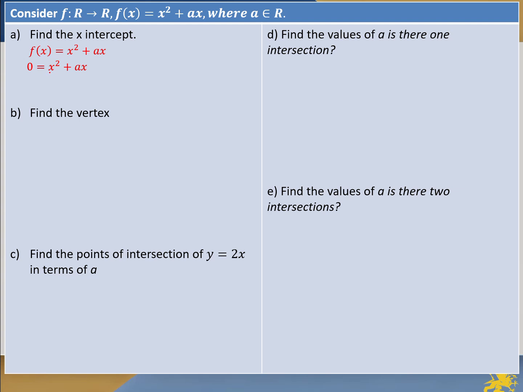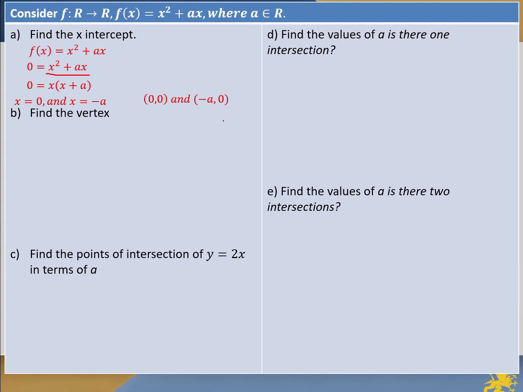Next, there are multiple formulas we can use for x-intercepts. In this case, my two terms have x, so I will factor x out. Now, if one of those is equal to 0, the whole thing is. So if x is 0, my whole thing is 0. If x is negative a, my whole expression here is 0. So I've got my two answers. When x is 0, y is 0. When x is negative a, y is 0.